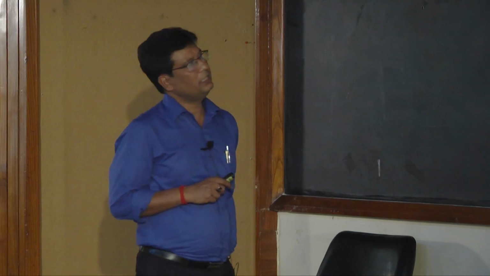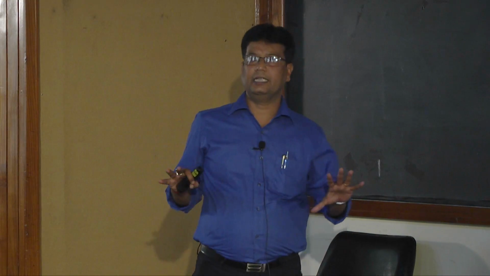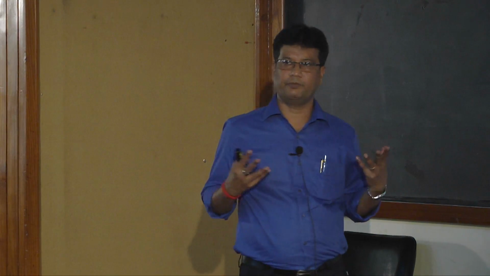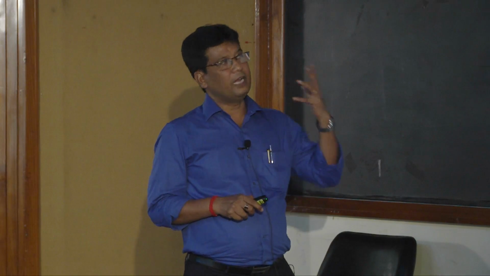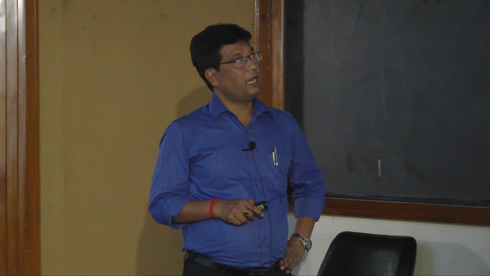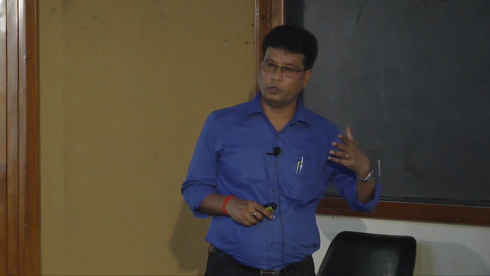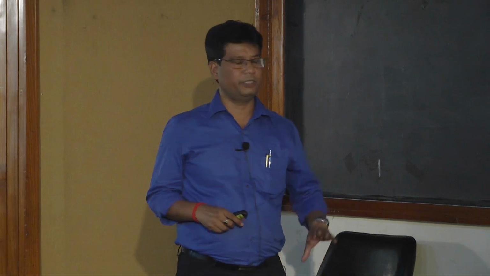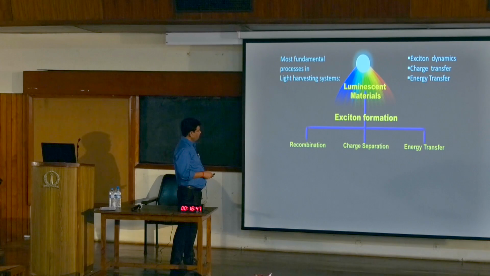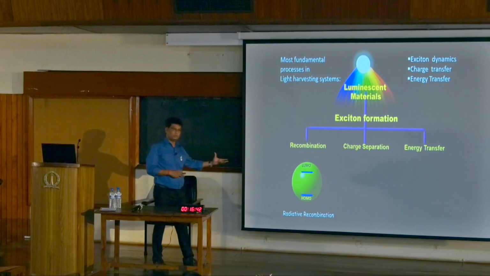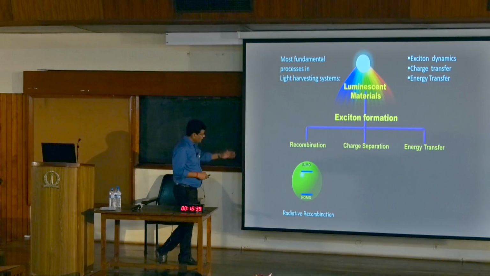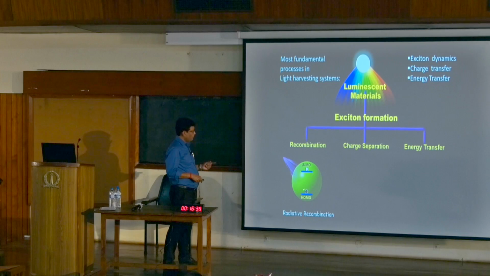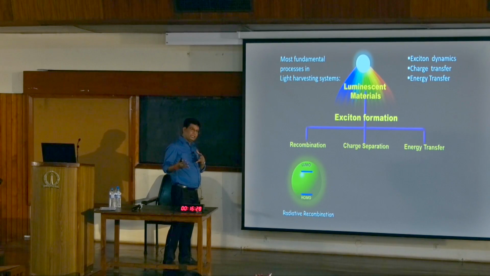The most fundamental processes in light harvesting systems, if you go to the literature, are three important photophysical processes. One is the exciton dynamics. Then you have to know the charge transfer and the energy transfer processes. These are three important photophysical processes for any kind of light harvesting. First is the recombination process. If you have a semiconducting quantum dot or semiconducting material, when you put in light, the electron goes from the valence band to the conduction band, and if they recombine radiatively, then that will generate light.